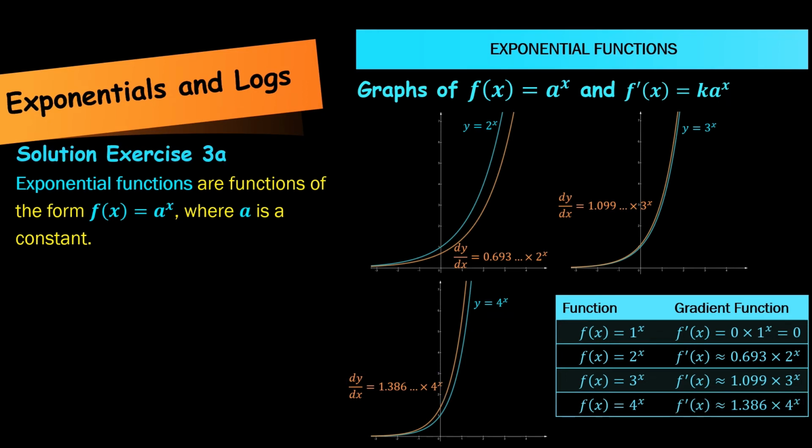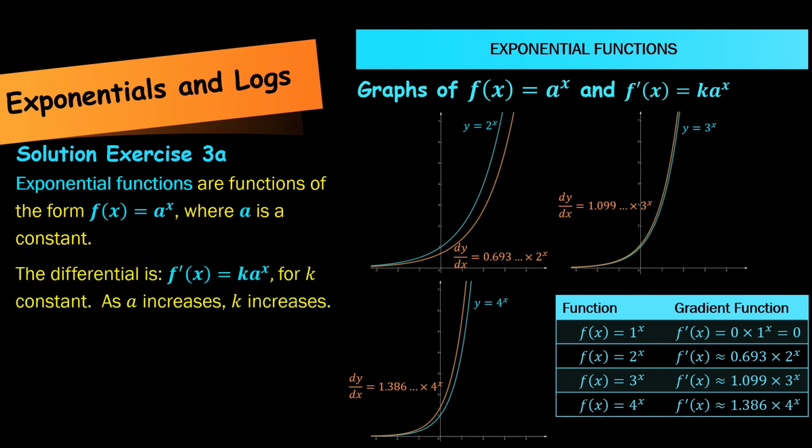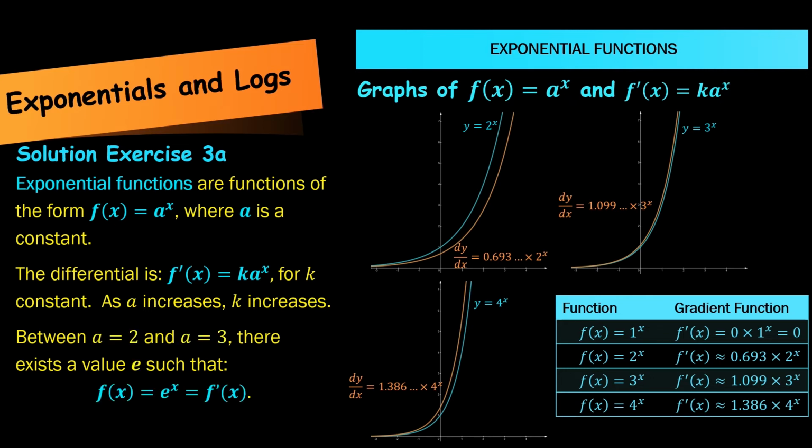So if we look at solving exercise 3a, let's begin by looking at the differential. F dash of x equals k times a to the power x for k constant. Notice that as a increases, k increases. Between a equals 2 and a equals 3, there exists a value e such that f of x equals e to the power x equals f dash of x. So there's a point at which the derivative and the function are both equal.